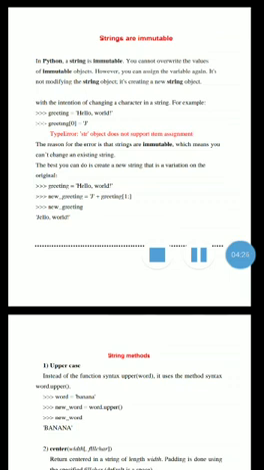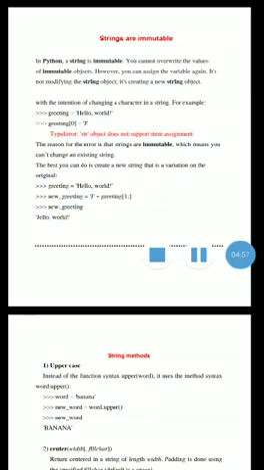Now, we will discuss how Python strings are immutable. We will demonstrate it with a program example. In Python, a string is immutable. It means that you cannot overwrite the values of an immutable object. Once the object is created in Python, you cannot overwrite it. That is what is called strings being immutable. So you cannot edit it, you cannot change it.